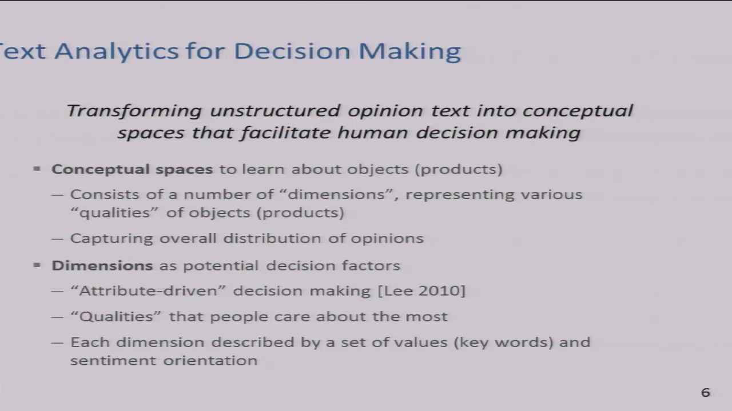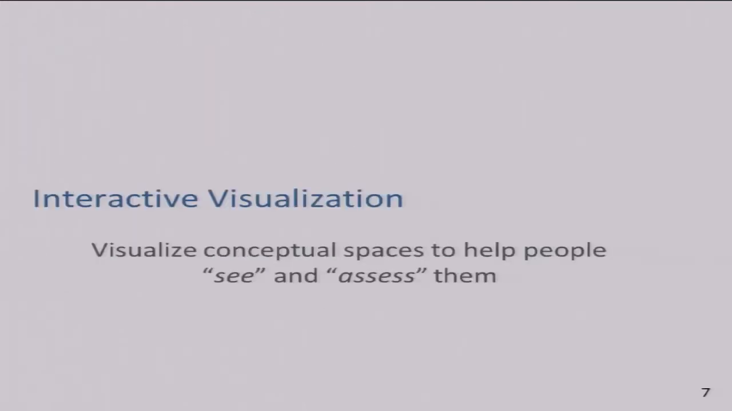Another feature here is each dimension is described by a set of values, which means a set of words to talk about the quality of this particular dimension, and of course, also including the sentiment orientation of each dimension. So now, as you can see, if you have a set of unstructured opinion text and you can convert it into the conceptual spaces with those dimensions, then we can visualize them. Interactive visualization is to visualize the conceptual spaces to help people see and assess all those opinion texts.